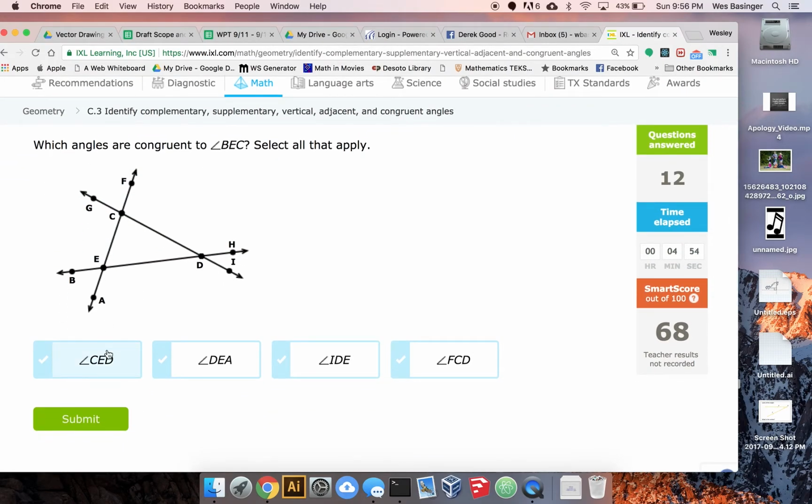This asks which angles are congruent to BEC. Well, that would be anything that's opposite BEC, which is AED or DEA, right here.